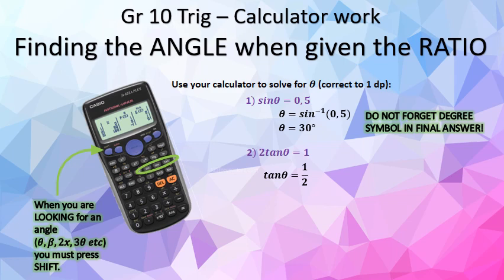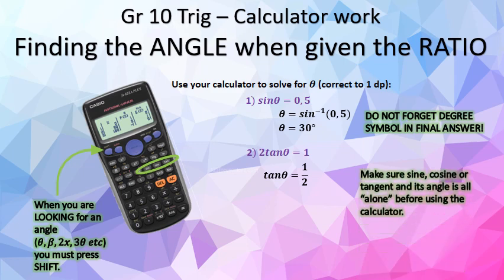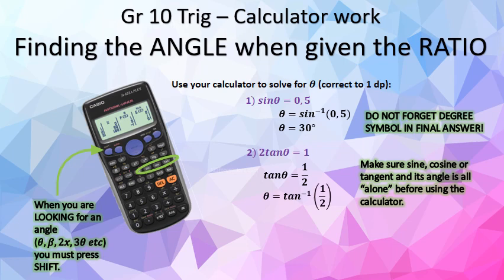Now that we have tan and an angle all by itself, note the angle could have a number in front of it. It could have been tan 2 theta, but we are ready to use the calculator when there is no number in front of tan. So now we have tan theta equals a half, so we can press shift on our calculator and we'll get the arctan function, pop in a half, and then you can press equals and you'll get your answer in degrees. And voila, we've got theta equals 26 degrees.